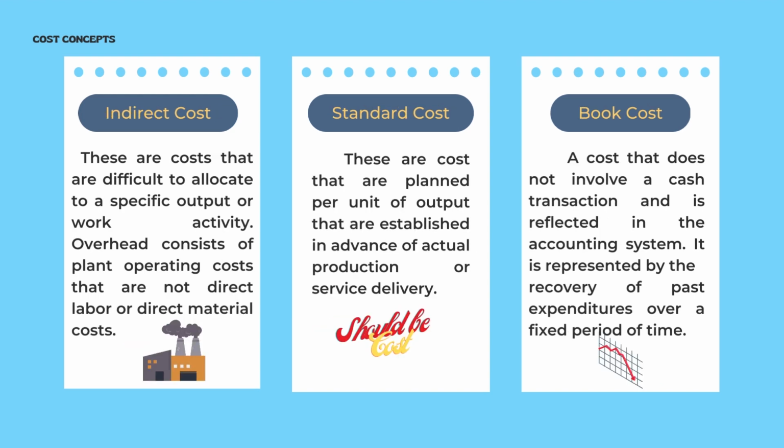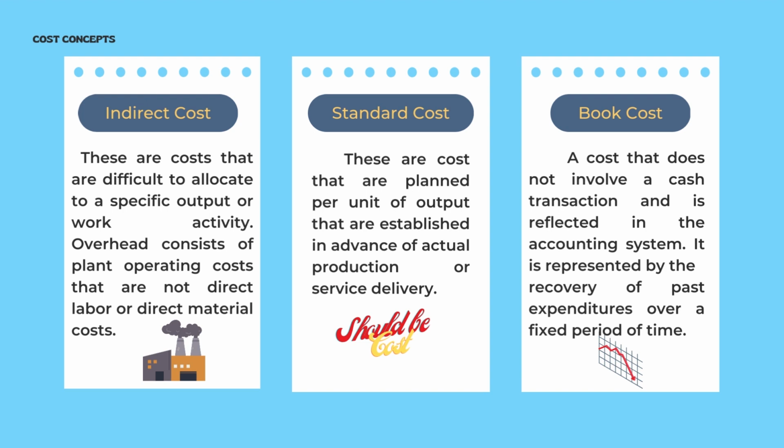Next, we have indirect costs. These are the costs that are difficult to allocate to a specific output or work activity. Examples are costs allocated through a selected formula to the outputs of work activities. This also includes the cost of common tools, general supplies, and equipment maintenance in a plant. Overhead consists of a plant's operating costs that are not direct labor or direct material. Examples of overhead include electricity, general repairs, property taxes, and supervision.